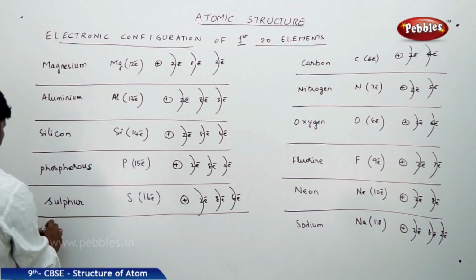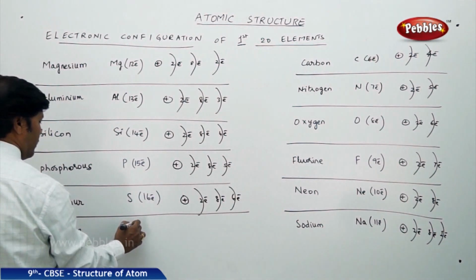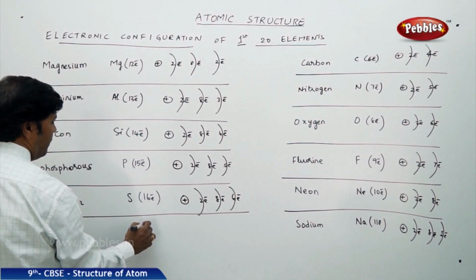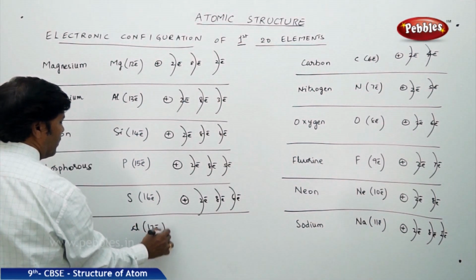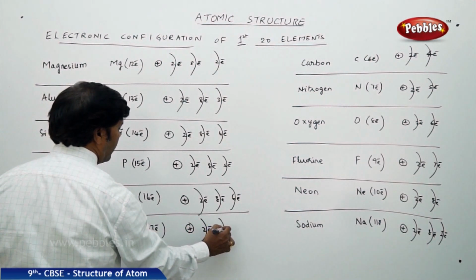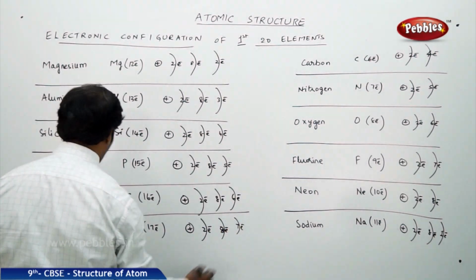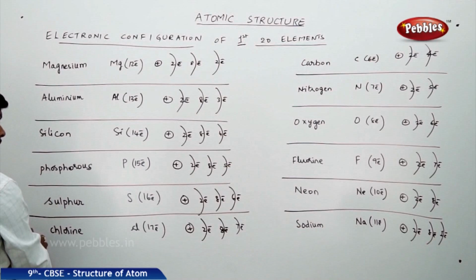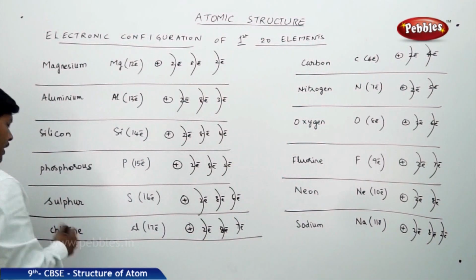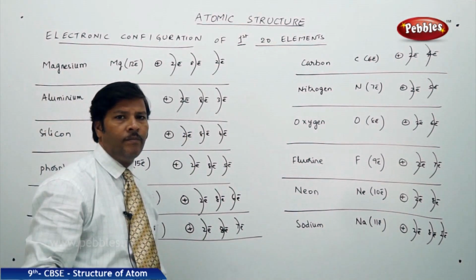And the last one, that is chlorine. The symbol is Cl, 17 electrons. So nucleus, first orbit 2 electrons, second orbit 8 electrons and this is 7 electrons. Last but not the least, of course potassium and calcium are both available for us. So we'll go for the next part here.